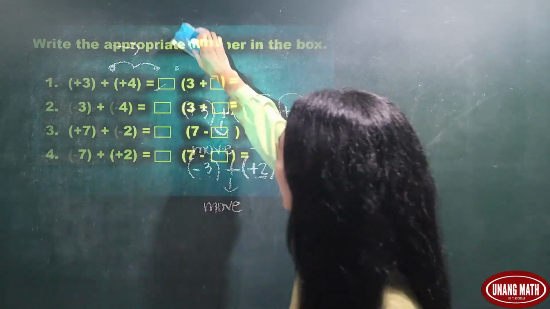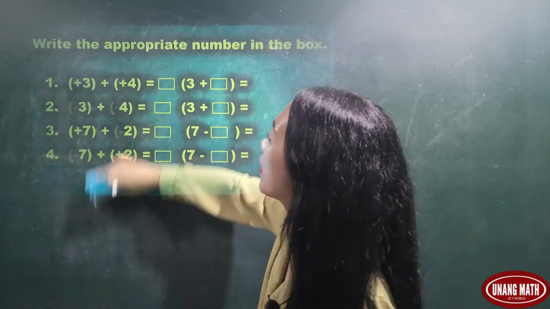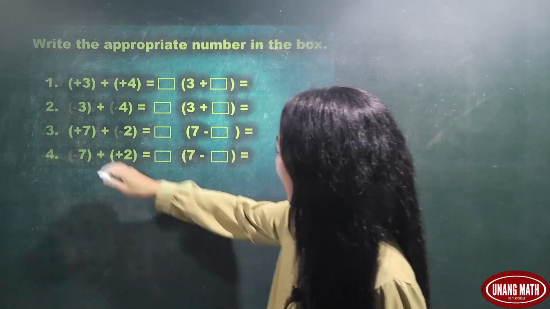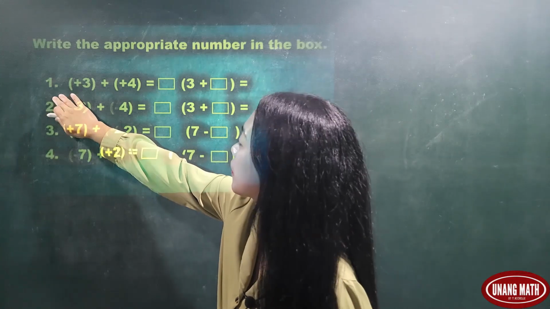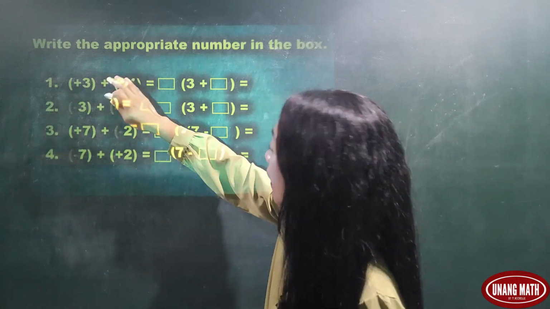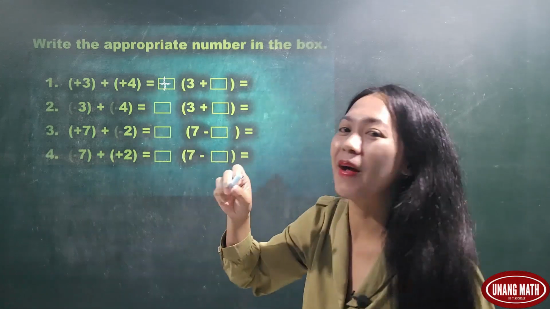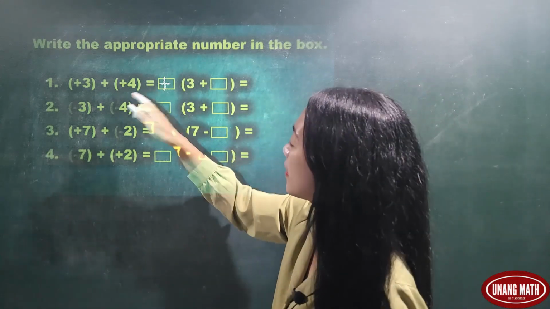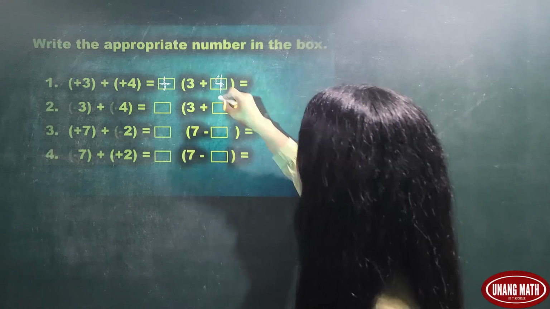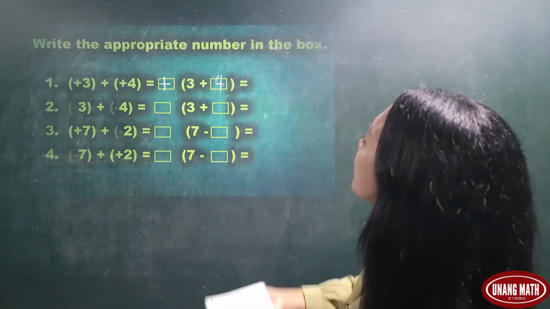Okay, this time, let's answer the following problems. This is our first problem. We are going to write the appropriate number in the box. The first number is positive 3 plus positive 4. Positive number plus positive number, so the answer must be a positive number. We just need to add the numbers, 3 plus 4. So the answer is 7, and it must be positive 7.